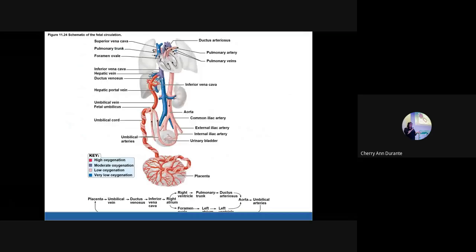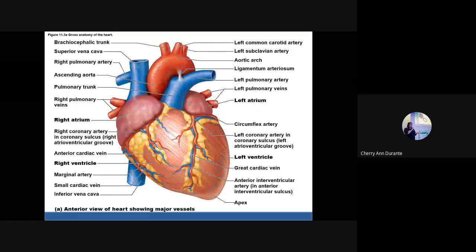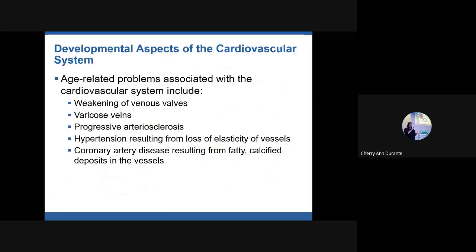This is just developmental aspects of the cardiovascular system. We'll probably discuss that with pedia. Ito naman age-related problems, meaning pagtanda mo, ito yung pwede mangyari, nagiging weak na yung venous valves, at risk ka for thrombophlebitis, nagkakaroon ka ng varicose veins, nagkakaroon ka ng arteriosclerosis, and it progresses hanggang mablock na yung blood flow.